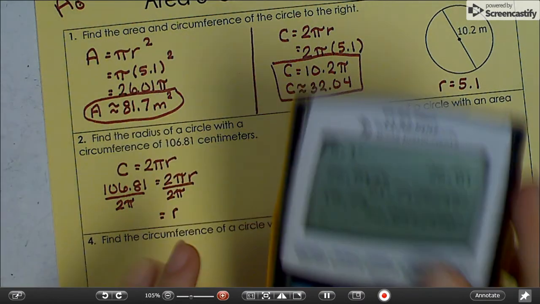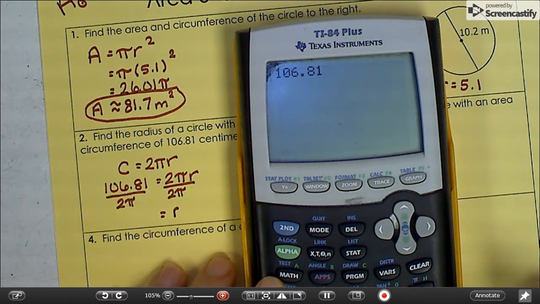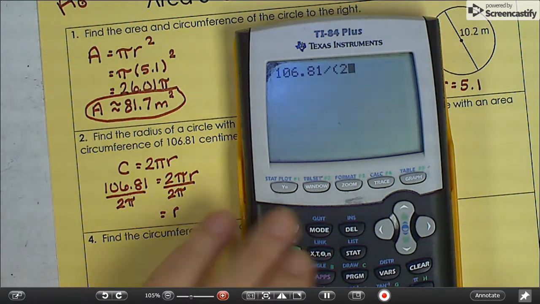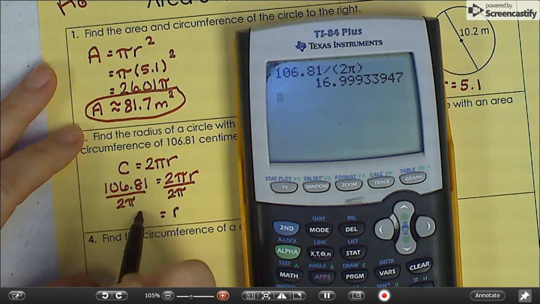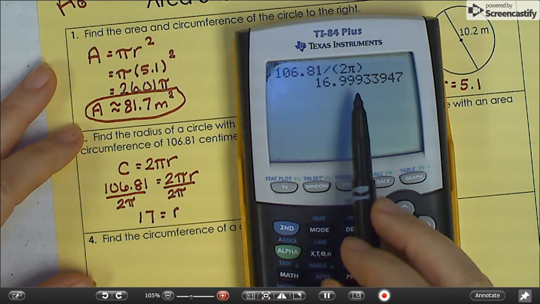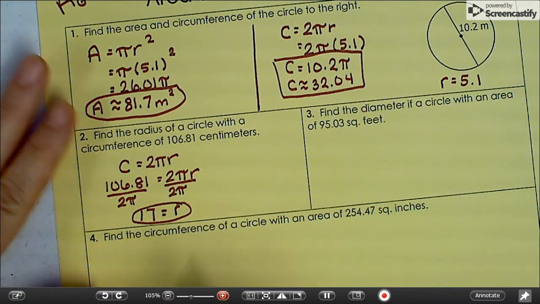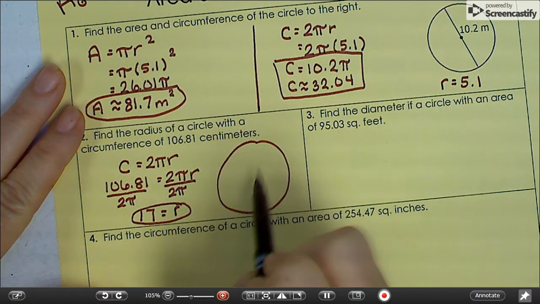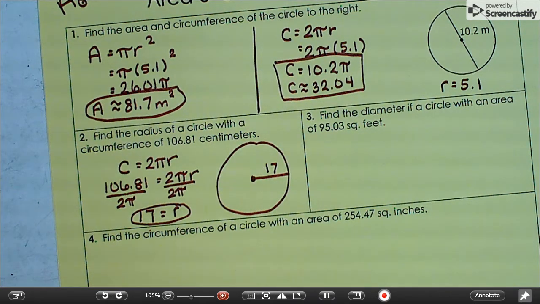And I'm just going to type this in, and you got to be careful. 106.81 divided by, and then put 2 pi in parentheses. Otherwise, it's going to do 106.81 divided by 2, and then multiply that times pi, because your calculator will always follow the order of operations. I'm going to round, so 17 is the radius. So that means you have a circle where the distance from the center to the side is 17 centimeters.